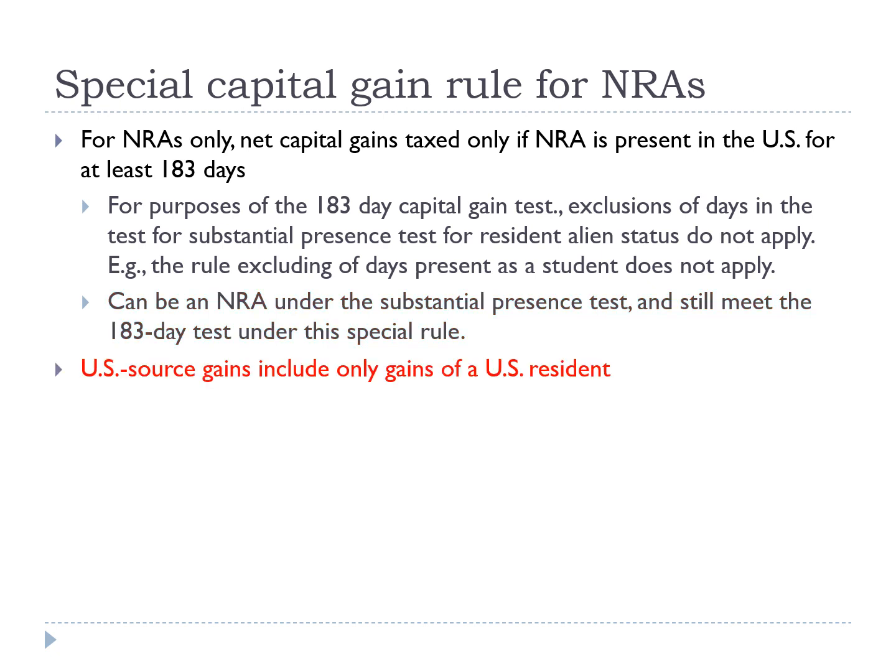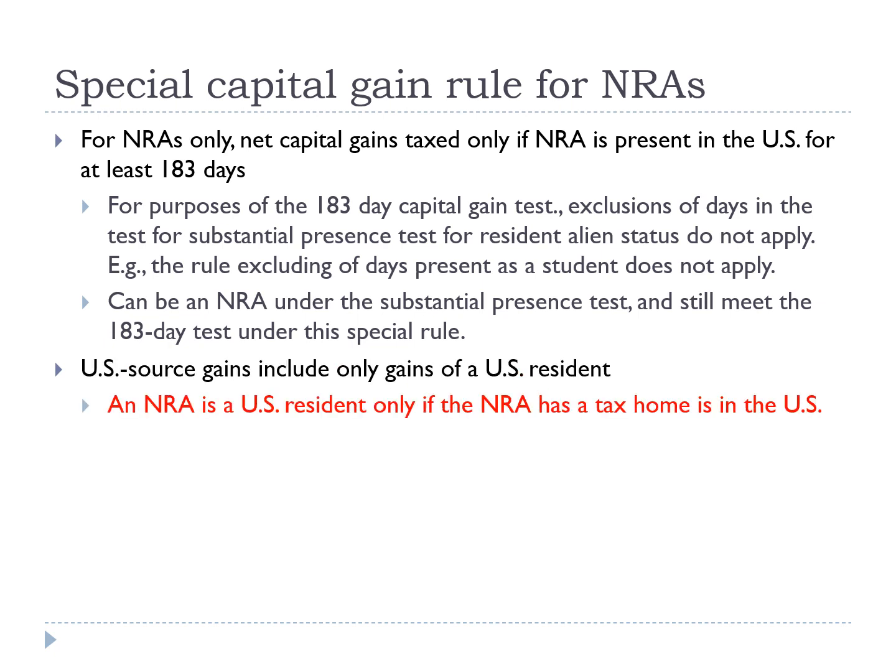Even if a non-resident alien meets the 183-day test, gains recognized under this rule include only U.S. source gains. For this purpose, under Section 865(g), U.S. source gains include only gains from sales by a U.S. resident. For this purpose only, a non-resident alien is a U.S. resident only if the non-resident alien has a tax home in the United States.